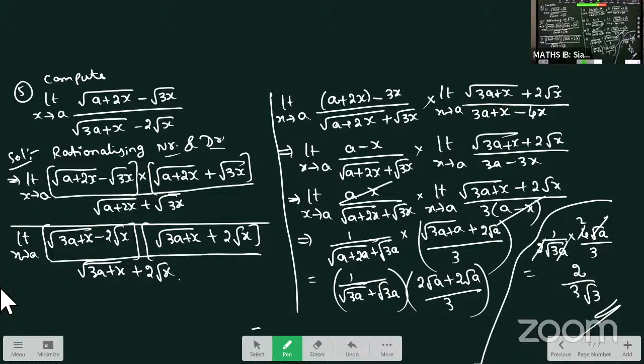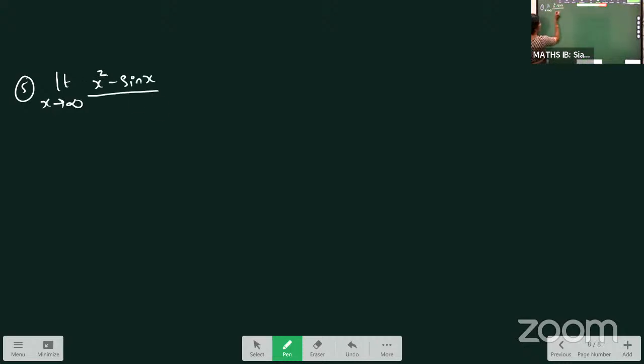Another type of question, one more important question is there. Compute. These are the 4 marks weightage questions. One last question in 4 marks. Limit x tends to infinity, (x square minus sin x) by (x square minus 2).